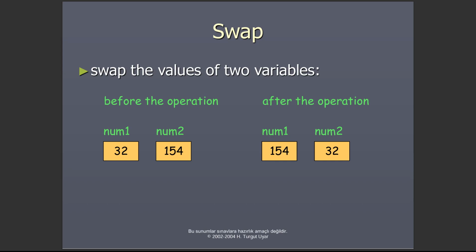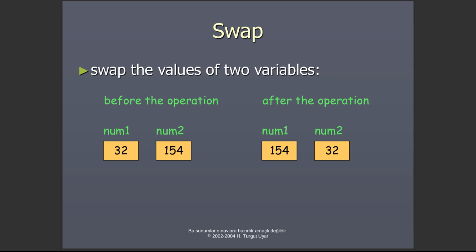Today we will talk about some new topics starting with swapping. Swapping means exchanging the value of two variables. For example, if num1 is 32 and num2 is 154, after swapping, num1 will be 154, num2 will be 32. Swapping is very useful in programming. You will see it in sorting numbers, games, and many other programs.